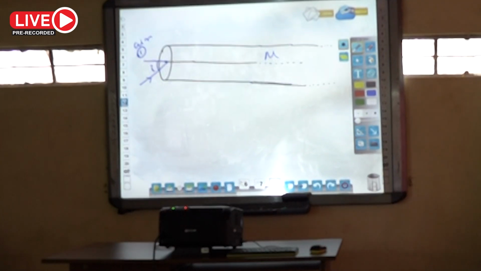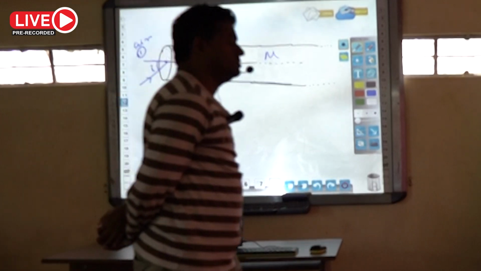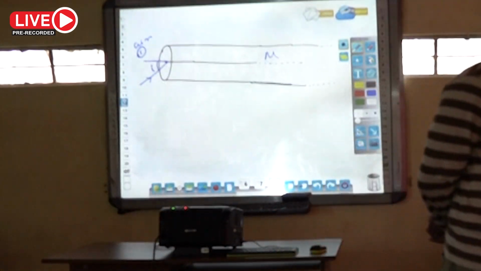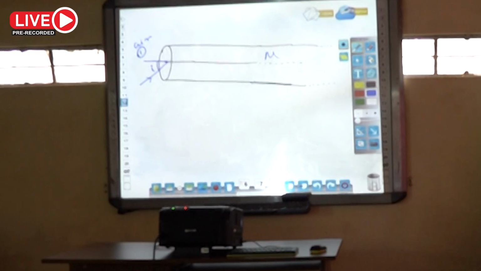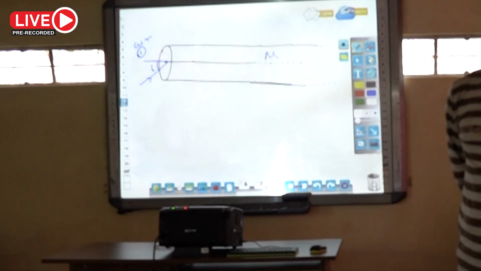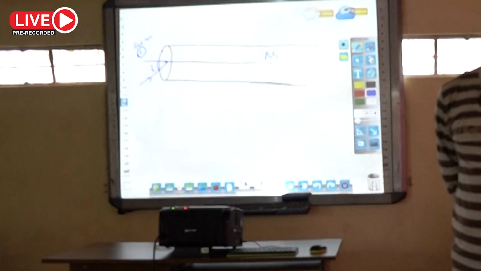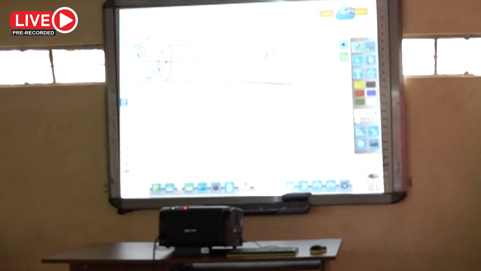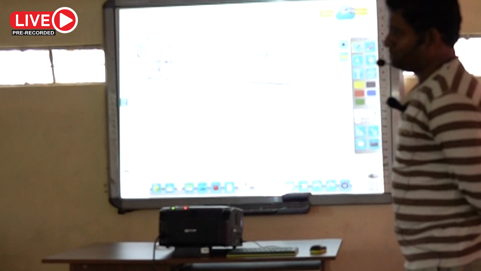Because sometimes in the exam 4 options are given. Sine inverse mu, sine inverse root over of mu square minus 1, greater than or less than, this type of expressions can be given. You have to choose the correct option. See, the main thing is in the drawing, not in the calculation. You have to draw the light path properly. Otherwise, you cannot solve the problem.